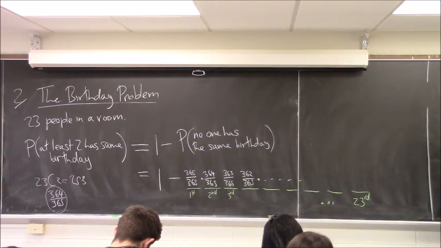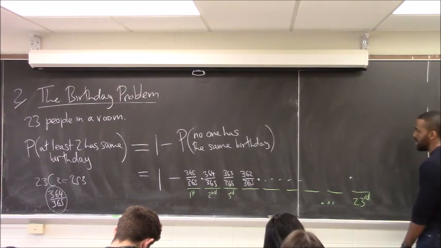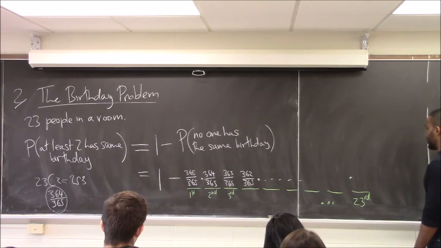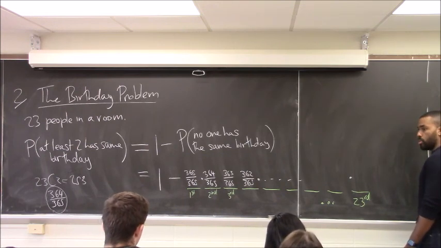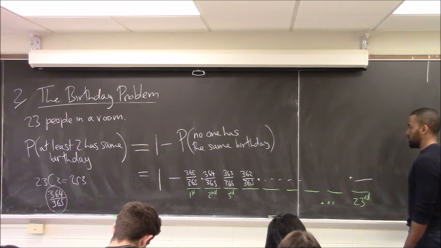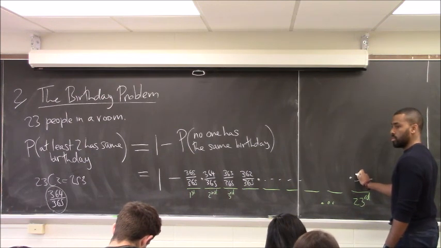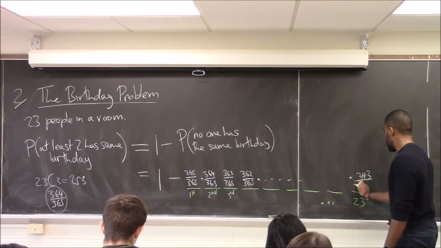And what is the top going to go down to? 365 minus 23 plus 1. So 365, what is that? 366 minus 23? That's 343. That's where it would stop, out of 365.